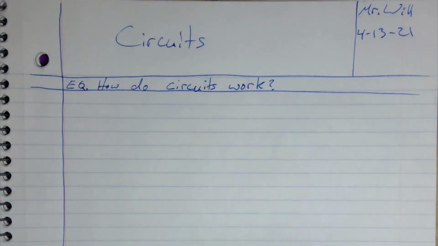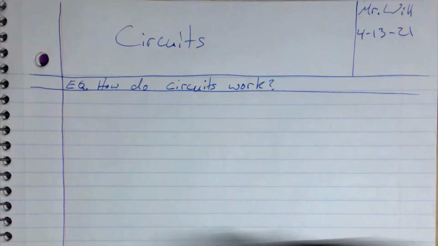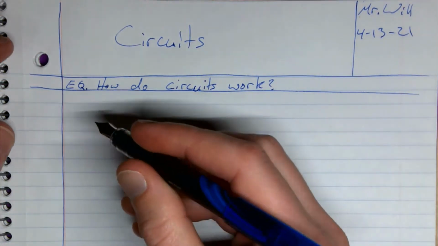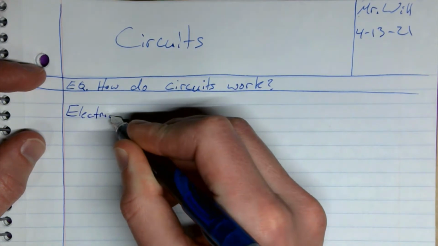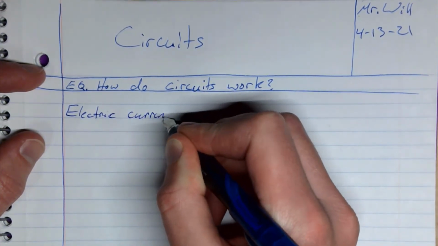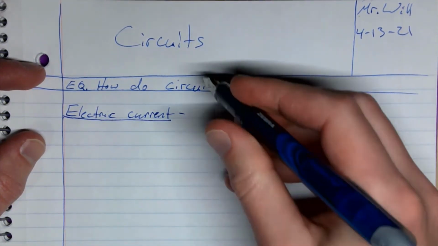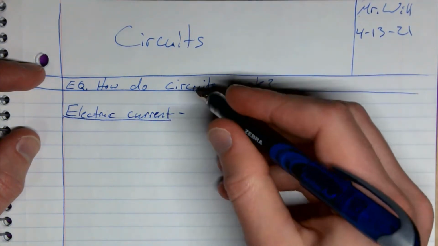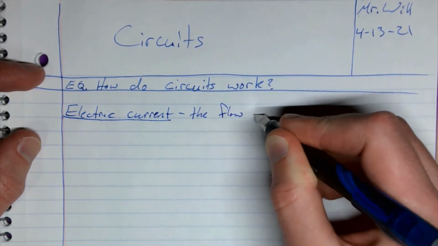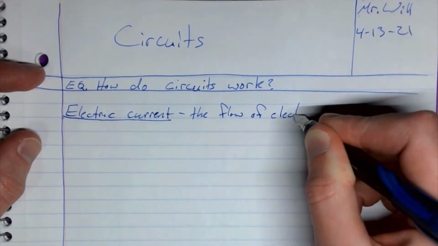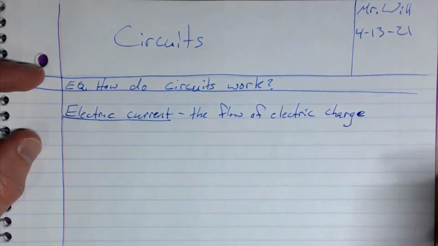All right, so in a circuit, kind of like in any electronic object or device, it's going to need a current, or a flow of electrons. So we're going to write electric current. I'm going to underline that. And this is the flow of electric charge. So those are electrons that are moving.